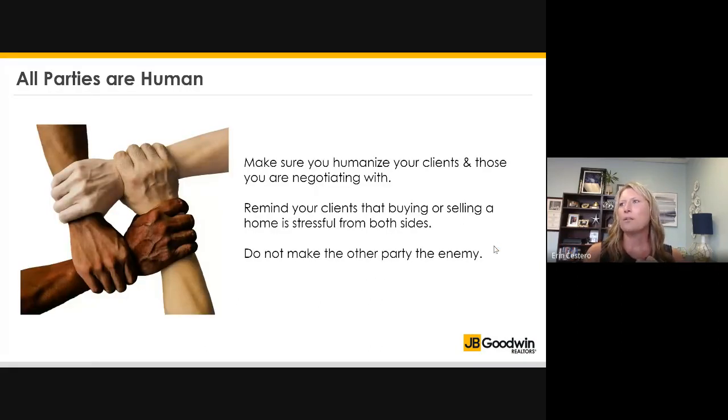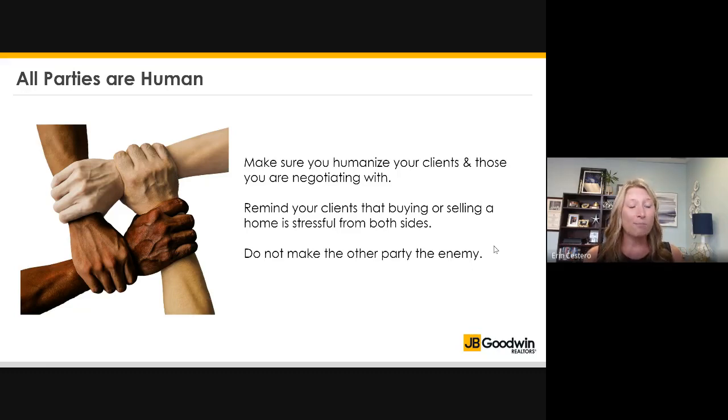All right, all parties are human. Make sure you humanize your clients and those you're negotiating with, and this is on both sides of the transaction. I quite often have to go back and remind my clients, especially in the inspections portion, where sellers might take it personally that they ask for so many repairs because they take really great care of their home. Make sure that you're reminding your clients throughout the buying and selling process that this is stressful for both sides.